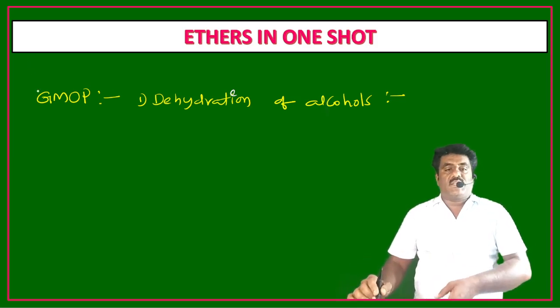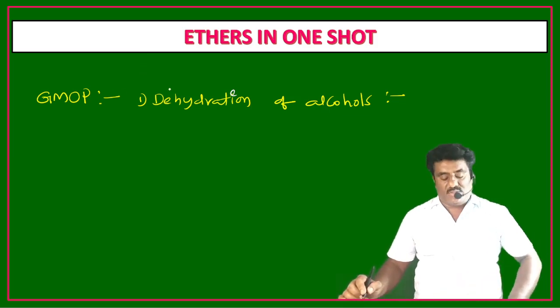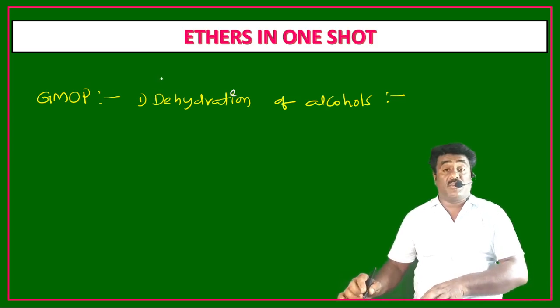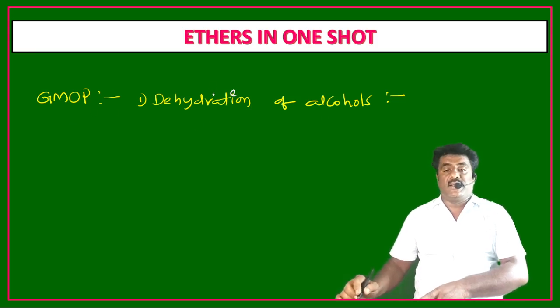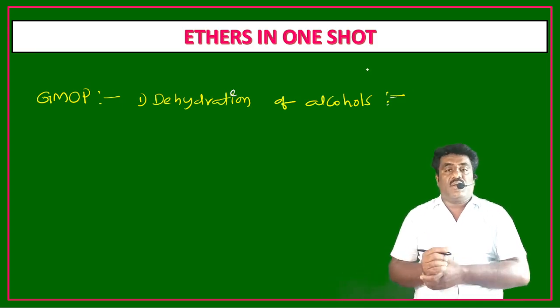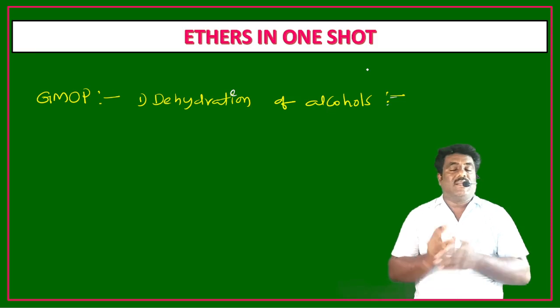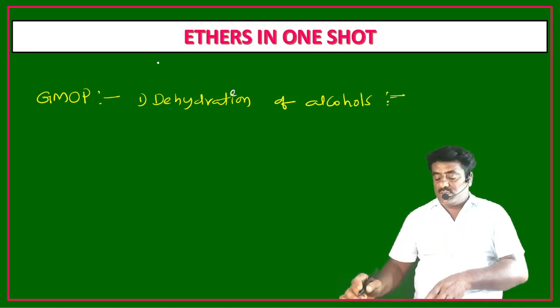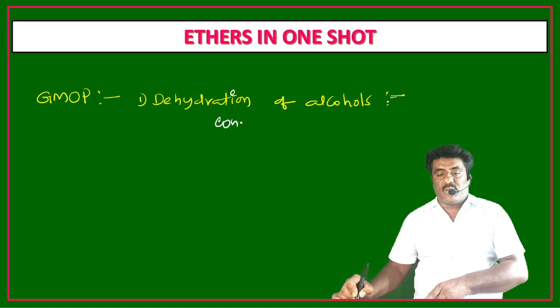The first one is general methods of preparation of ethers from alcohols. The first method is dehydration of alcohols. What is the reagent used? For the dehydration, concentrated sulfuric acid is used.